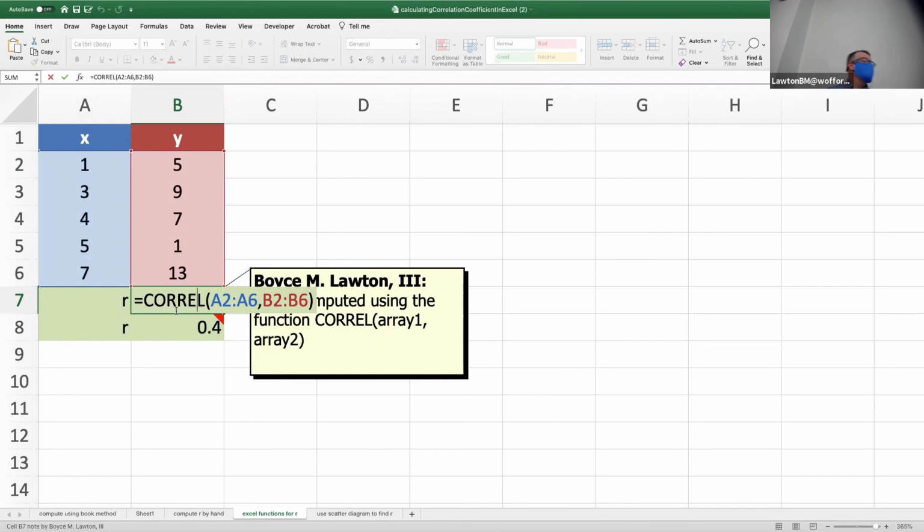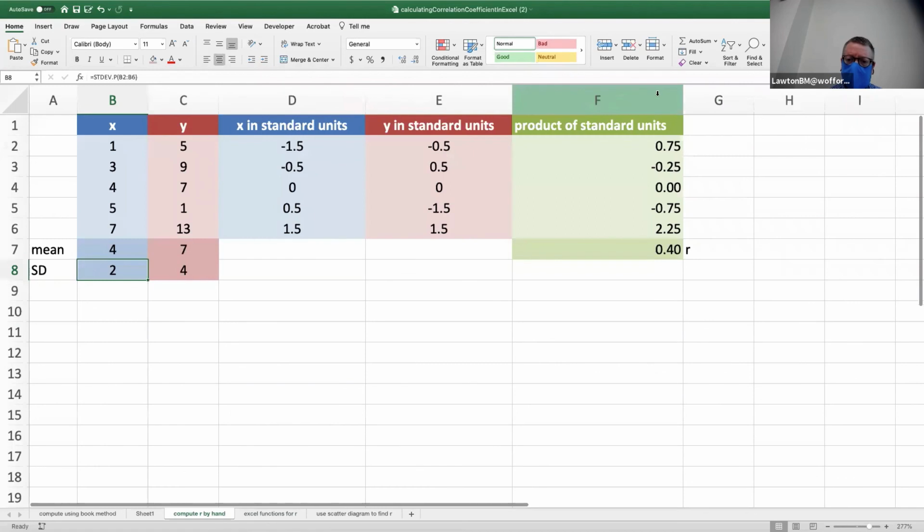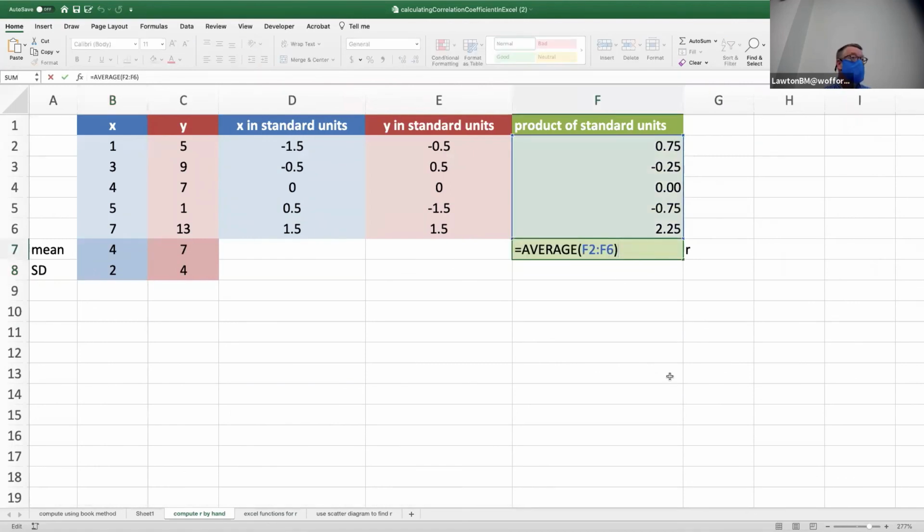And the product, when you did the standard deviation on the other side, was it just the sum of the product of the standard units? It was the average. The average? Yeah, the average of the product.